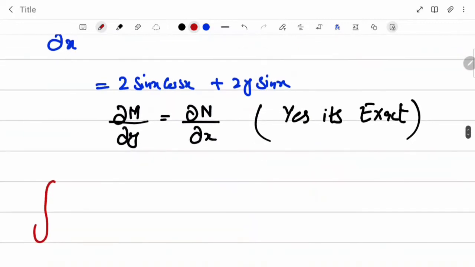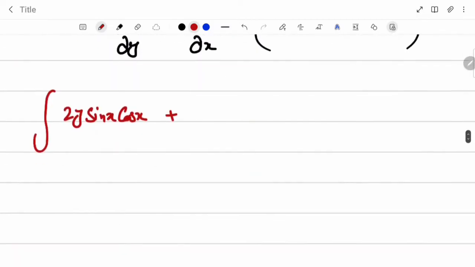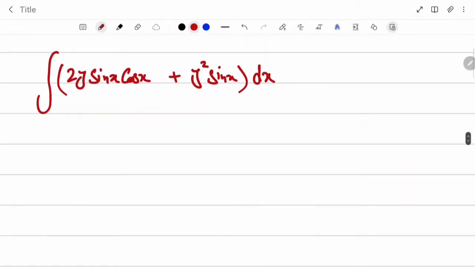So we have (2y sin x cos x + y² sin x) dx. Okay, I have told you before in the previous lectures, if your integration is up to the mark, you just need to learn some initial steps of differential equations, and then differential equations are just like child's play. So, integral of dx: 2 is a constant, 2 remains there, y is a constant, remains there.